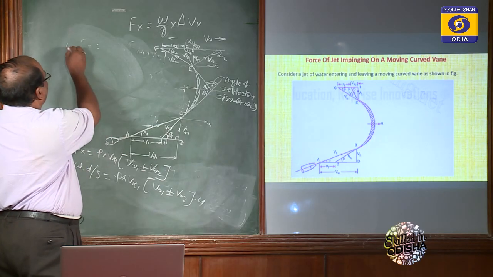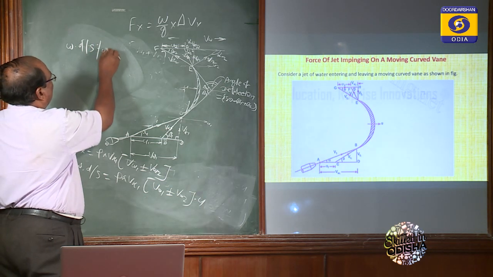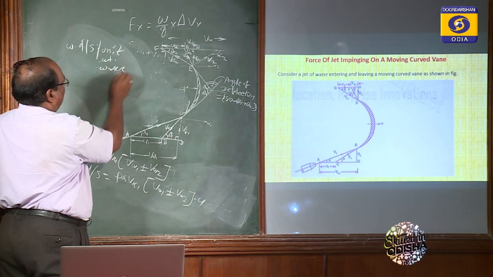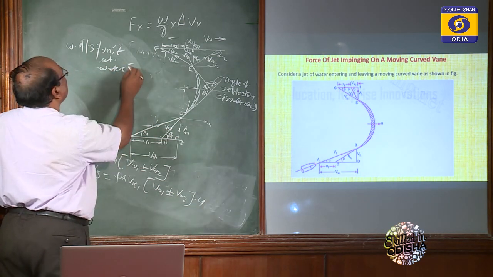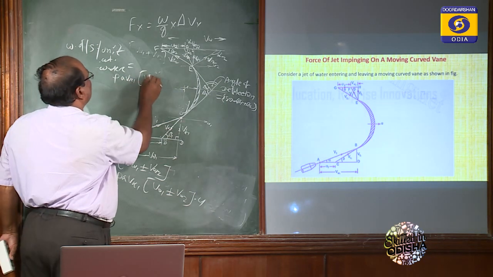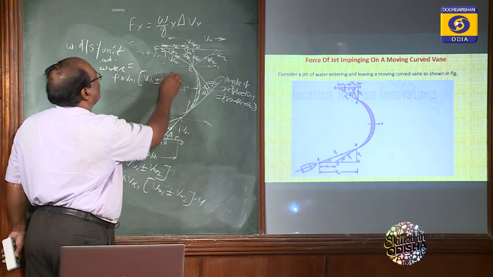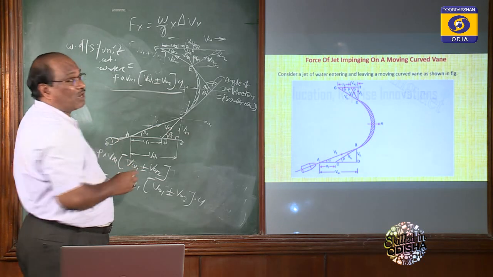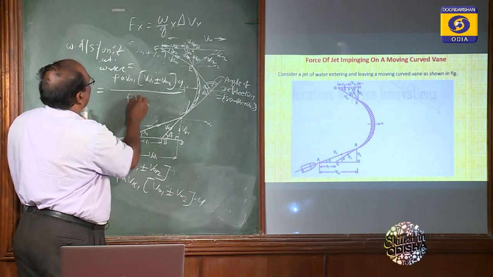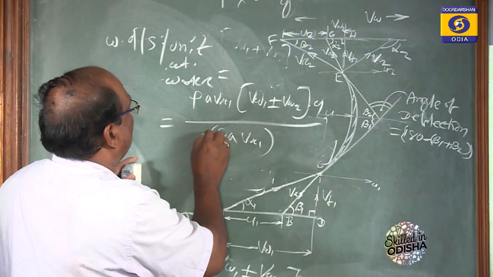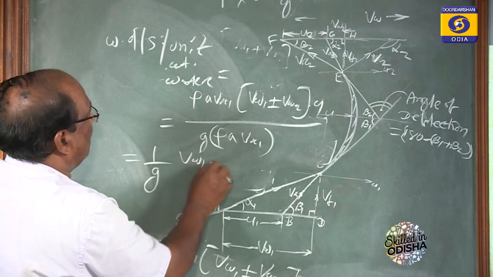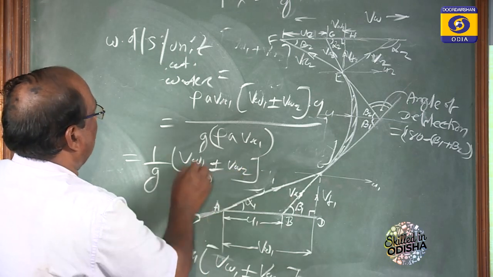So work done per second per unit weight of water. Unit weight of water is equal to rho A VR1 (VW1 plus or minus VW2) into U, divided by total weight of water, which is mass of water multiplied by g, rho A VR1 into g. So the unit weight formula will be 1 by g (VW1 plus or minus VW2) into U.